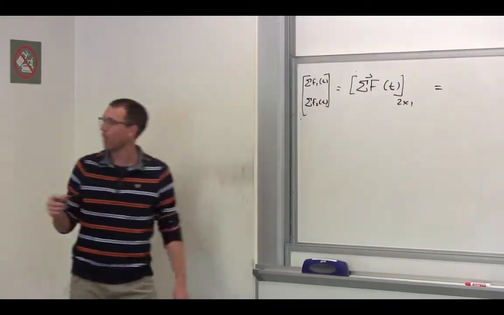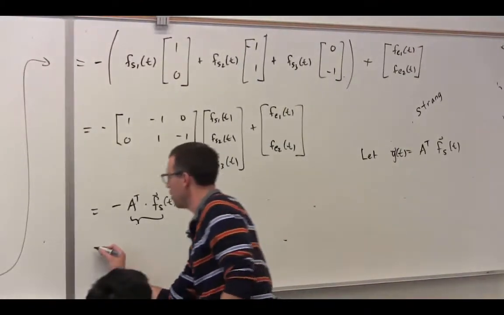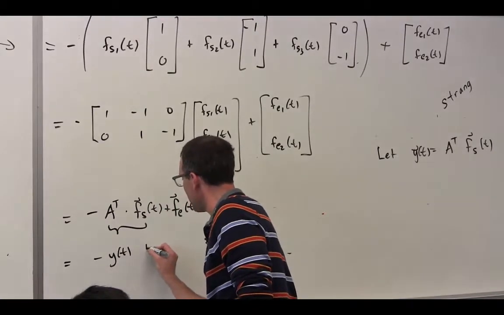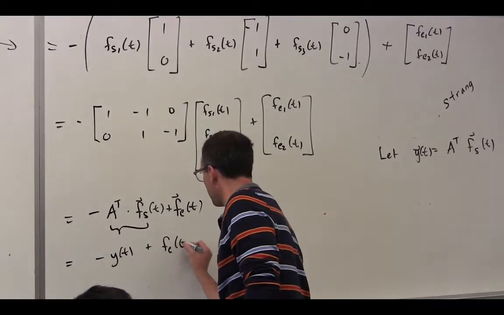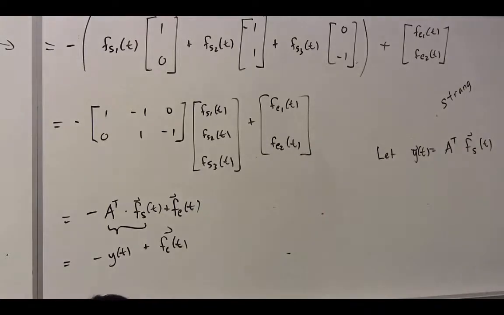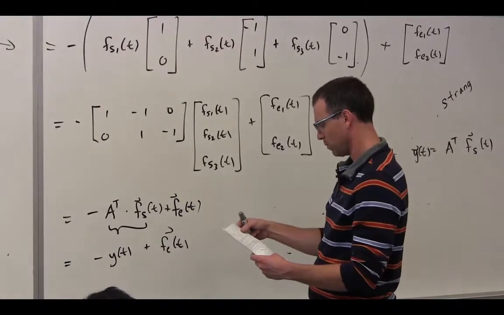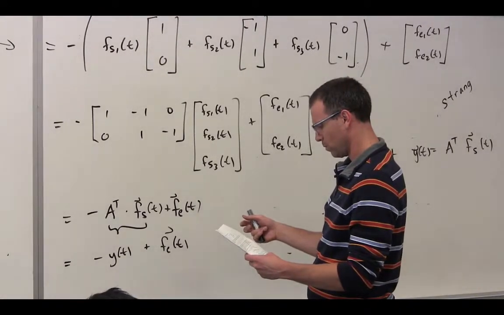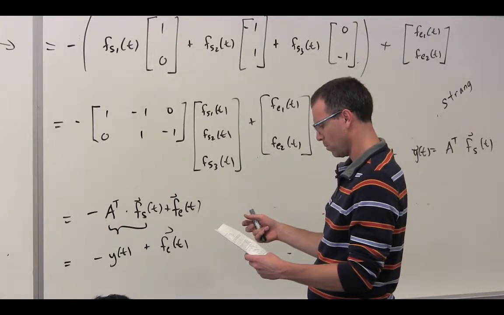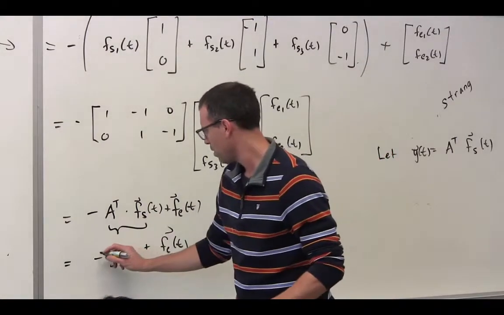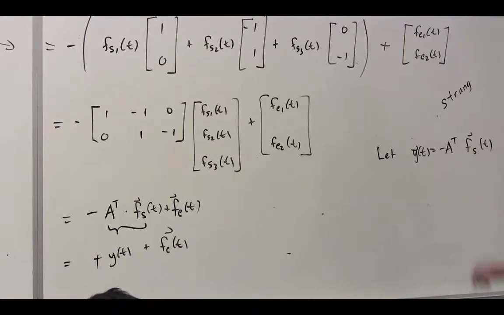So from that standpoint, what is this particular vector? Well, this would be negative y of t plus f sub e of t, which is the force vector there, right? I think I want a negative there.